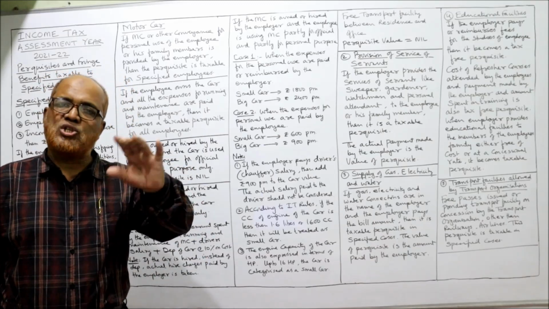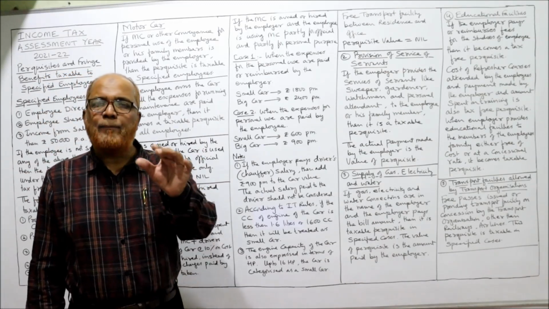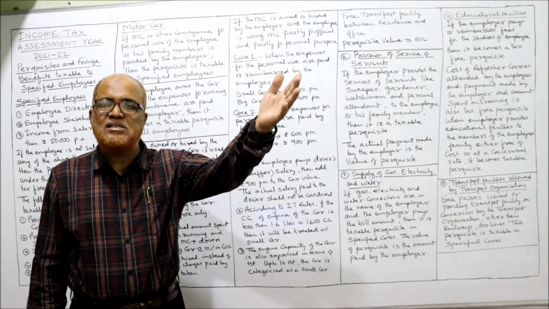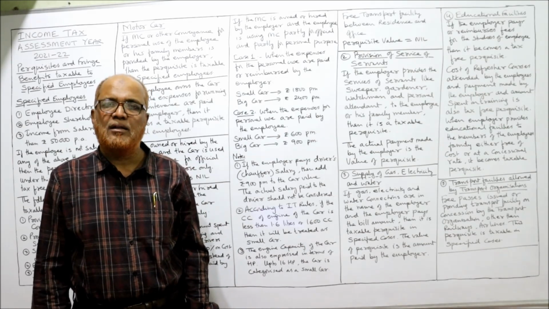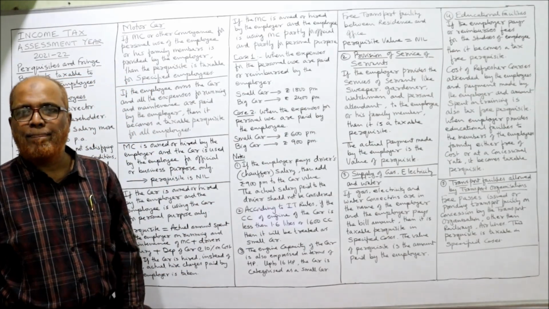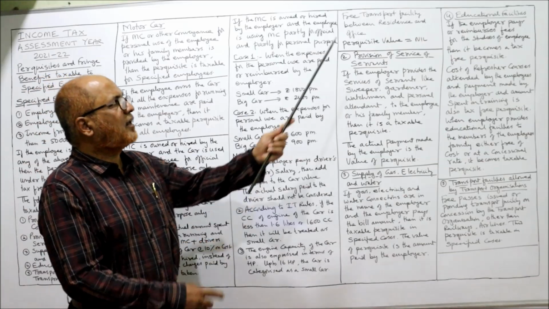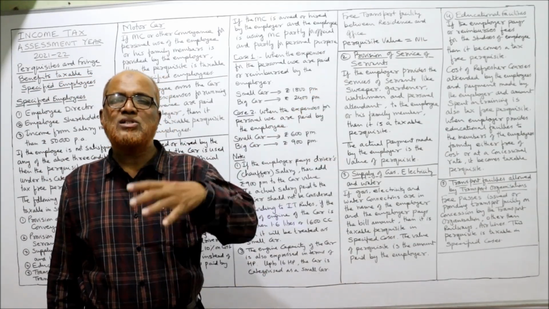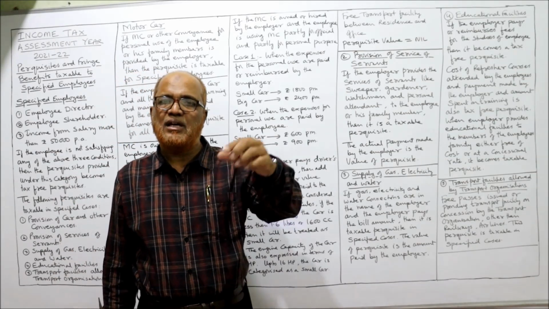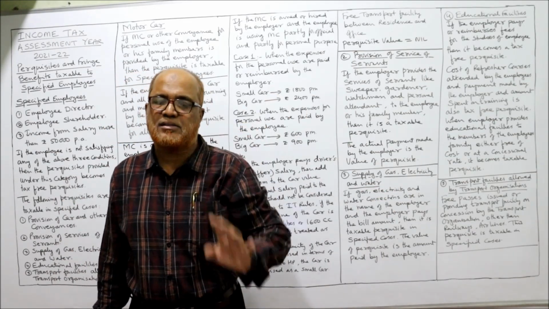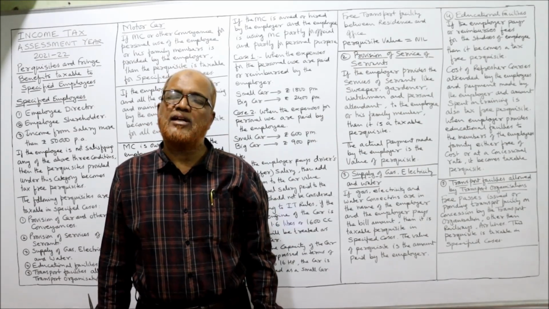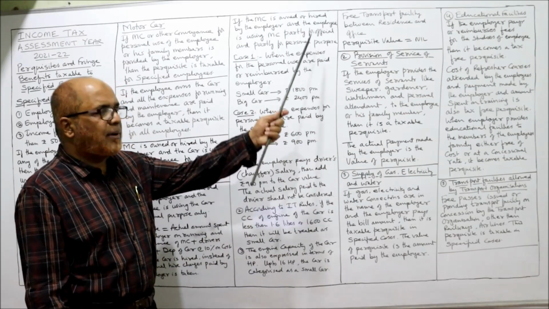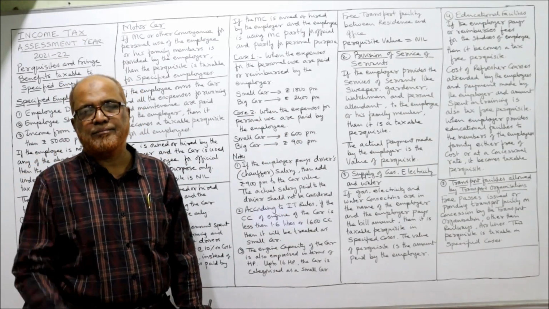If HP is given instead of cc, we can say up to 16 HP car is a small car. Over 16 HP car is a big car. This is the identification of small car and big car. That's all. Free transport facility between residence and office. If an employer provides free transport facility from the residence to the workplace, then this free transport facility is a tax-free perquisite. That's all. These are the complete provisions regarding motor car.